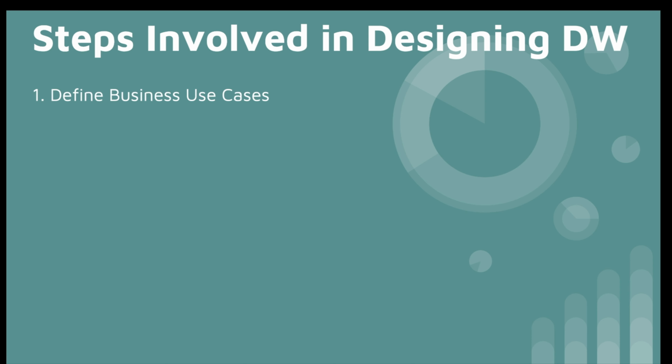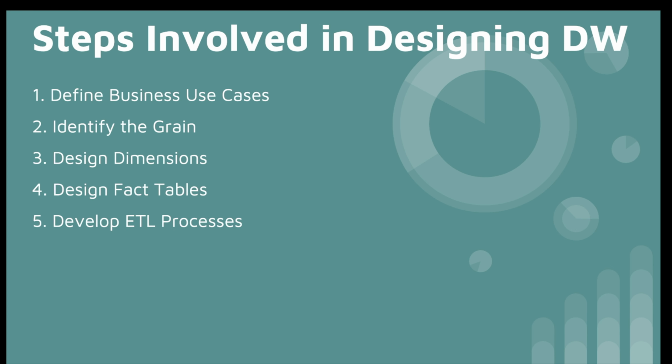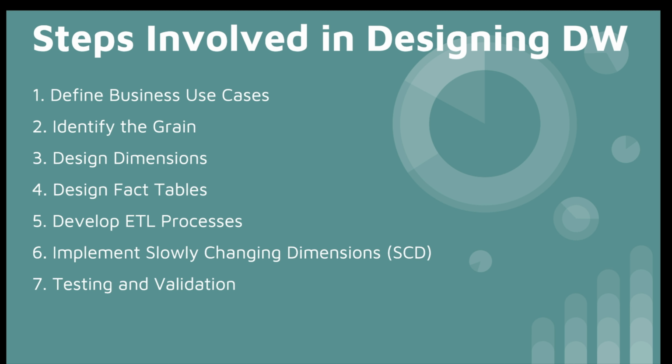We are going to discuss this in detail shortly, but let's just identify them first. So: identifying the grain, designing the dimension, designing the fact, the ETL process, implementing slowly changing dimensions, testing and validation, and finally documentation and training. These are the 8 things that you need to take into consideration when designing your data warehouse. Now, let's take each of them one by one and break them down.